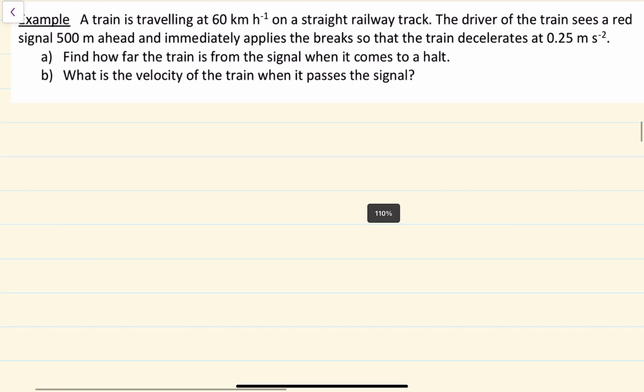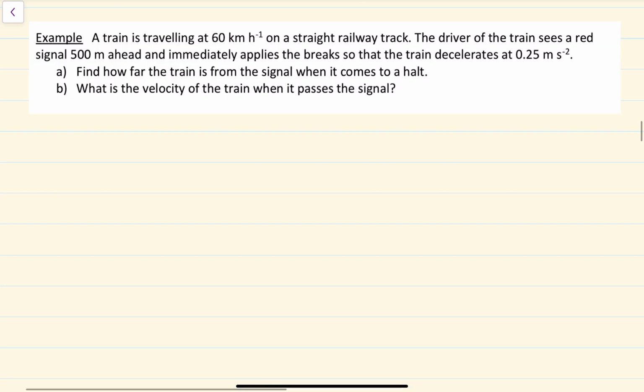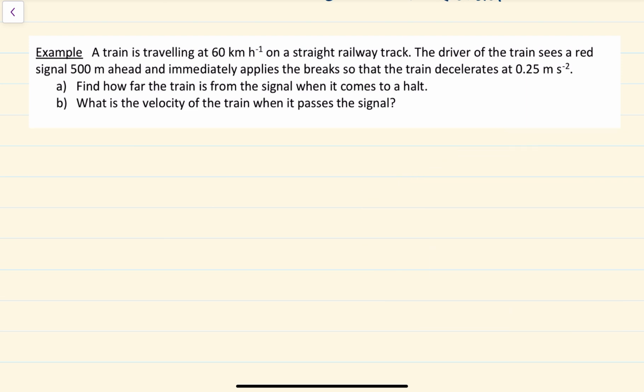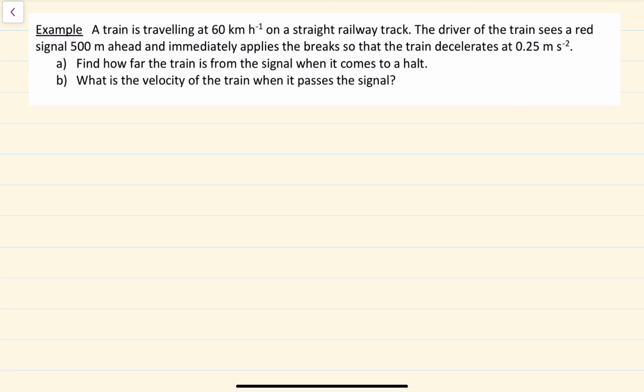Okay, next example says we've got a train traveling at 60 kilometers per hour on a straight railway track. The driver of the train sees a red signal 500 meters ahead and immediately applies the brakes. That should be brakes, spelled with an AKE.